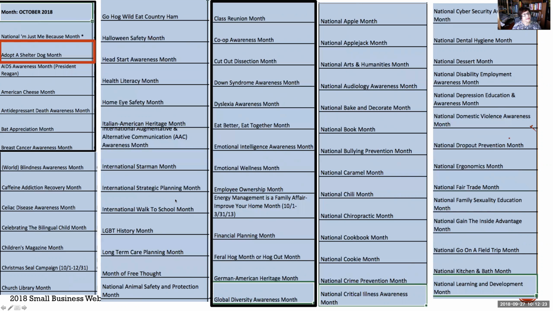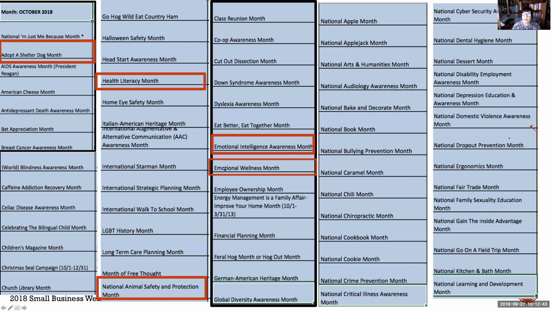And then I'm going to go through and I'm going to say, adopt a shelter dog month. So they're about animal welfare. So that is one possibility. Health literacy month, very much something they would do. National Animal Safety and Protection Month, certainly in their wheelhouse. Emotional Intelligence Awareness Month and Emotional Wellness Month. So these are 2 whole months that they could decide to celebrate. National Bully Prevention Month. So here's another really critical one for them that's important. National Depression Education and Awareness Month. And then National Domestic Violence Awareness Month, because they work in inner cities and these are kind of issues.